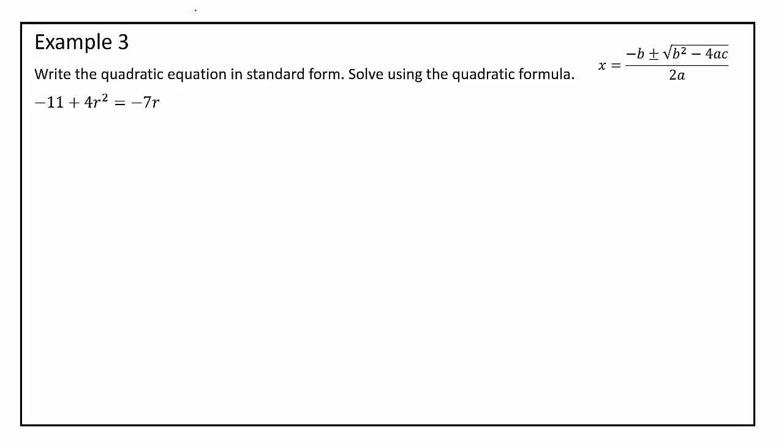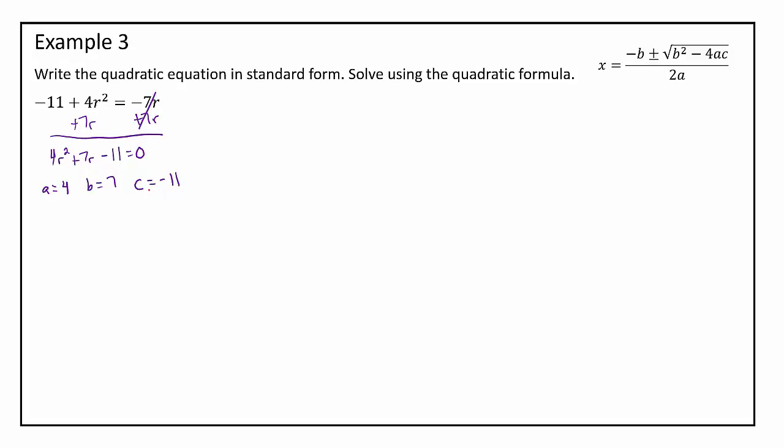So first off, putting it in standard form means that we want everything on the same side and in a certain order. So I would add 7r over. Remember, you can't just move it. You have to add it if it's negative or subtract it if it's positive. But we want r squared to be first, and then r, and then our number, so that we know that a is 4, because it's what's in front of the squared term, b is 7, it's what's in front of r, and c is negative 11.